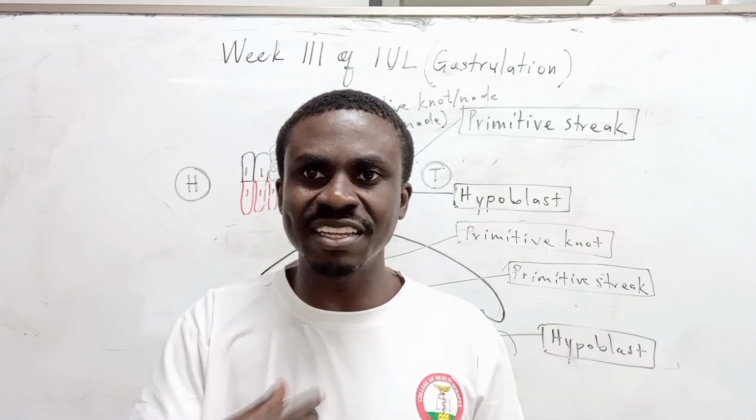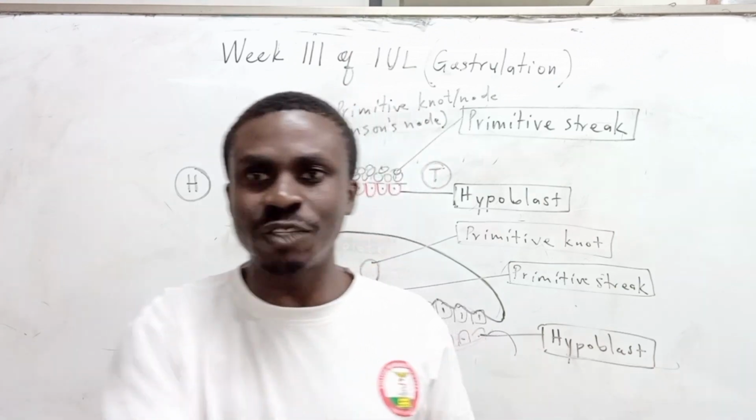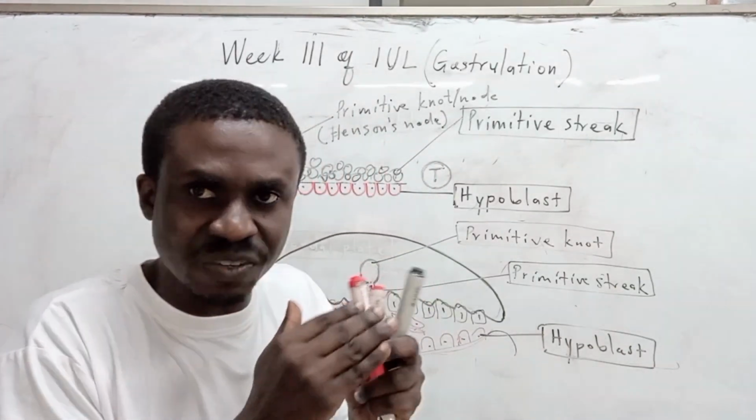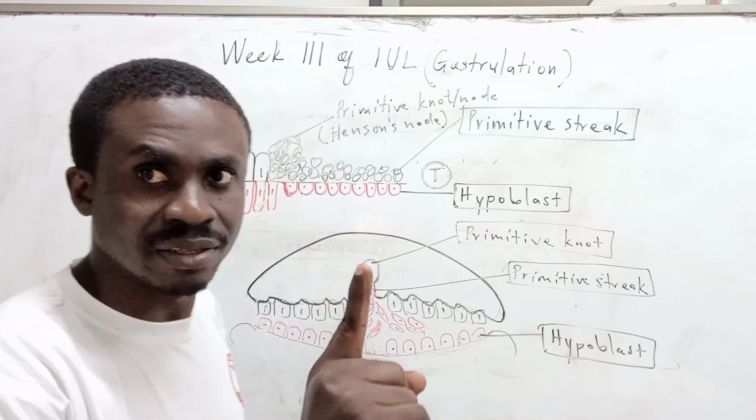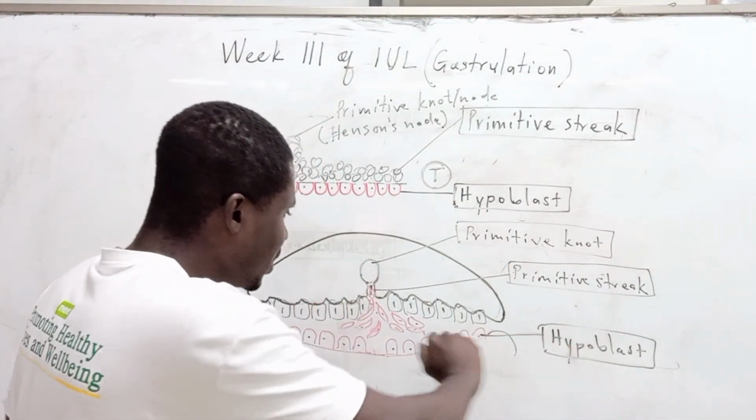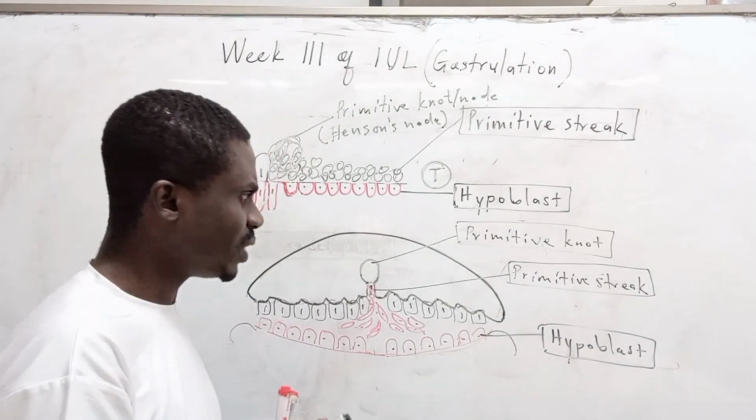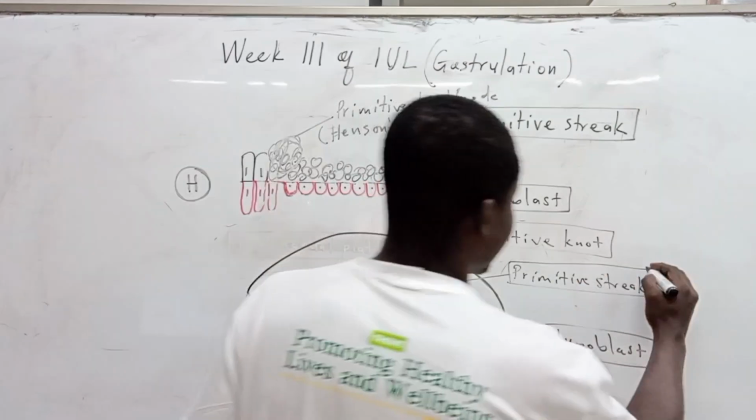So the hypoblast cells, they are not the definitive, they are primitive. So it means that they will be displaced. By what cells? The first population of cells coming from the primitive streak, running through the primitive groove. They are going to displace them over here. So this primitive streak will first form.